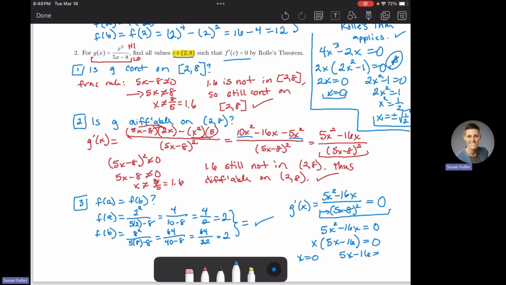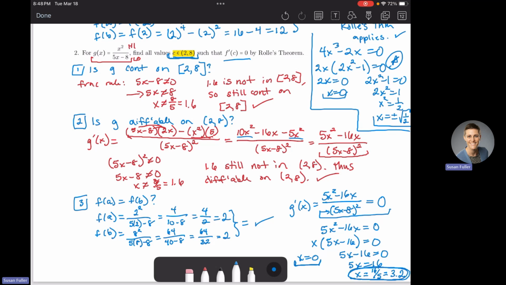Or 5x minus 16 is 0, which means 5x equals 16. And x is 16/5, which is, let's see, 3 1/5. So that's 3.2 for those of you in team decimal. And then, so we're guaranteed a 0, at least one in 2 to 8. Are both of these in there? No, this one's actually not in there. So x equals 0, this doesn't count as one of our guaranteed solutions. It's outside of our interval, but the 3.2, this one is in our interval.